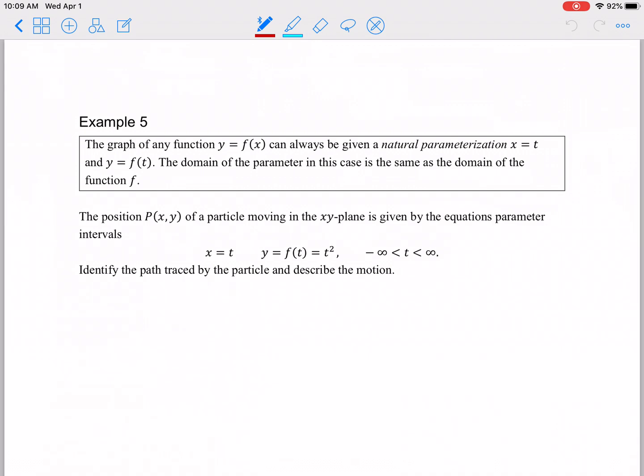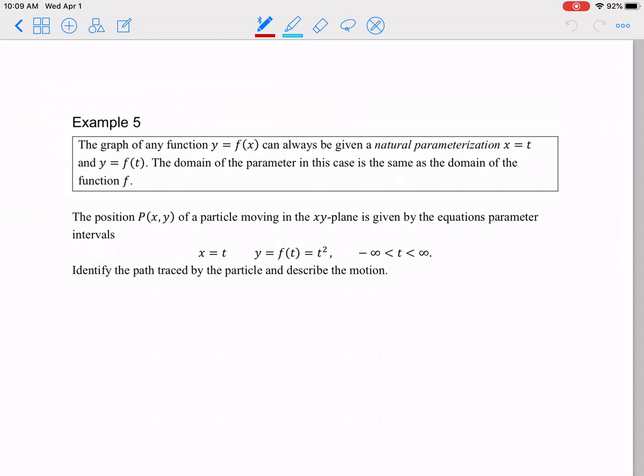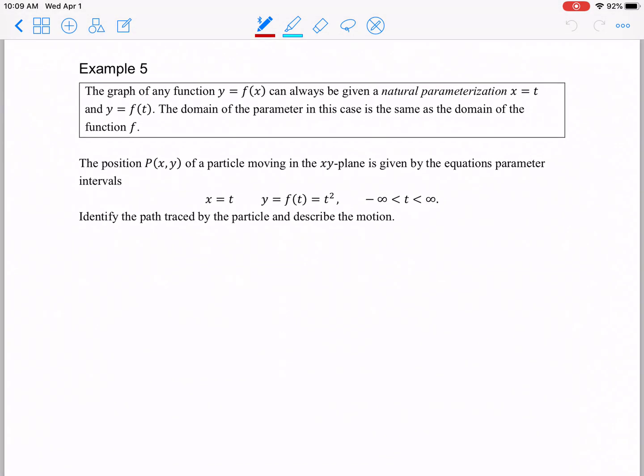And then coming along here, we're doing the last example, I think this is the last example, yep. The graph of any function y equals f of x can always be given a natural parameterization, because again, we can have any number of them we want, and this is just the simplest thing you can do, which is just make x equal to t. We're going to call that our natural parameterization, and y is then equal to some function of t. And then you're just going to move steadily along in x and let y go along there. And it says the domain of the parameter in this case is the same as the domain of the function.